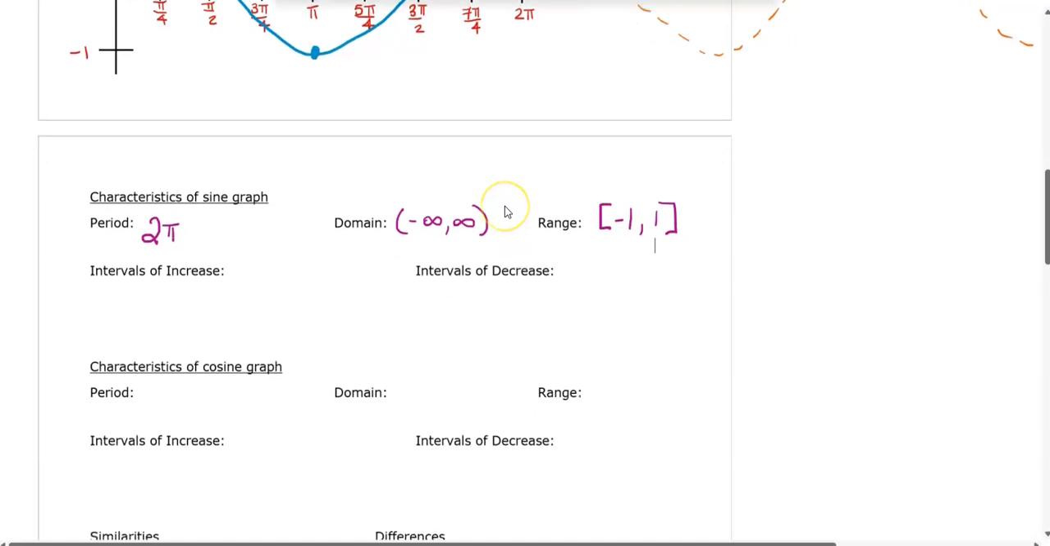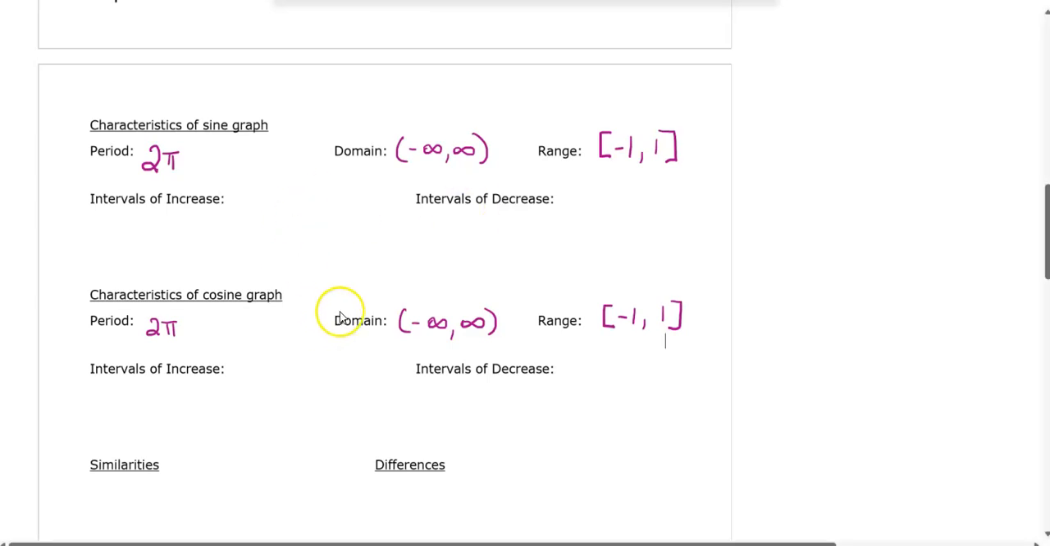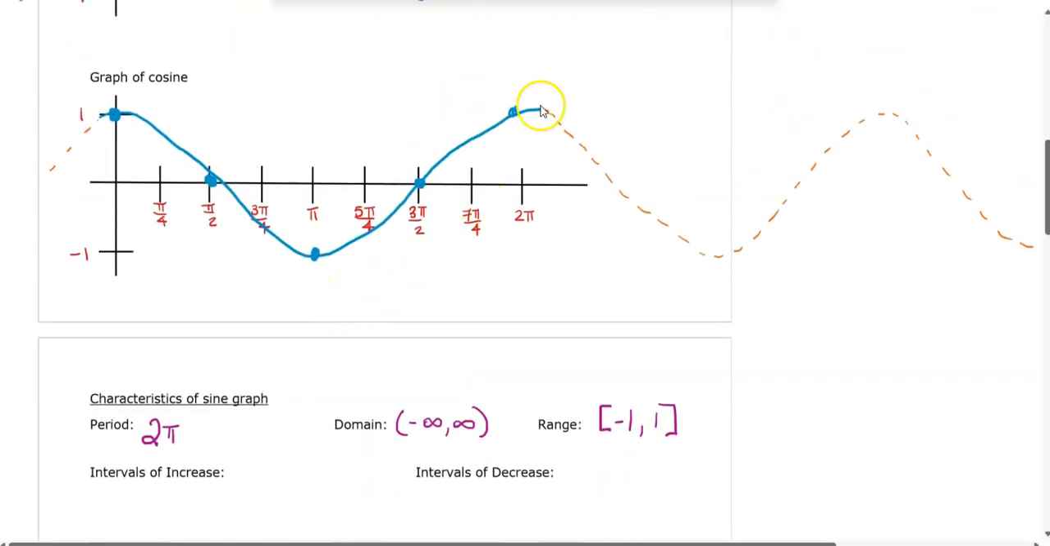So my characteristics for cosine, my period is 2 pi. My domain, same thing, negative infinity to infinity, nothing restricted on my x values. However, my range, same, -1 to 1. So let's talk about those intervals of increase and intervals of decrease.